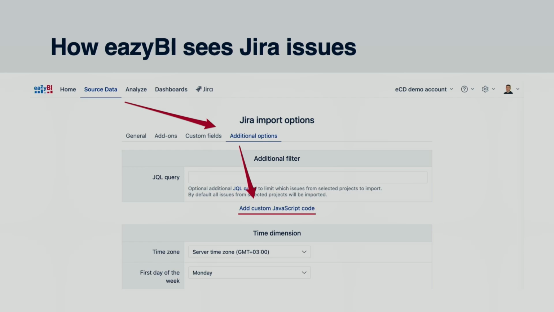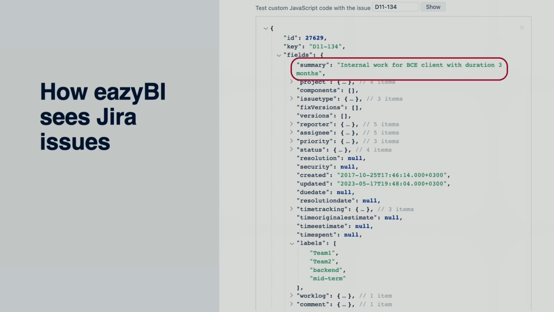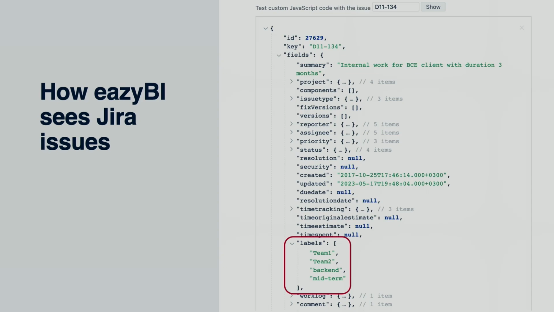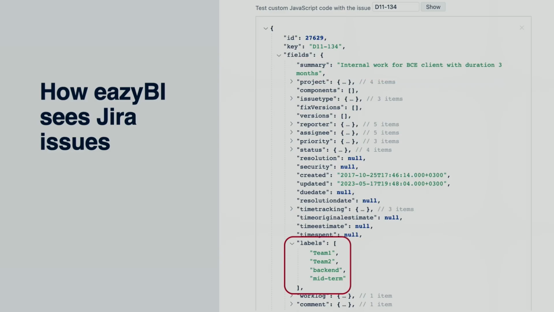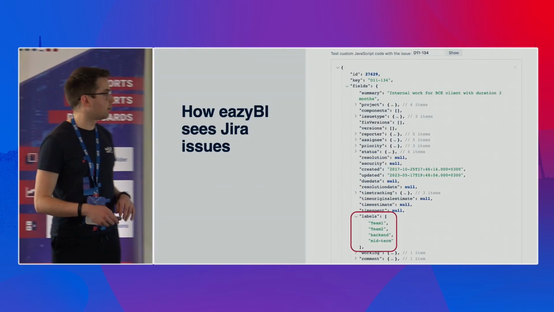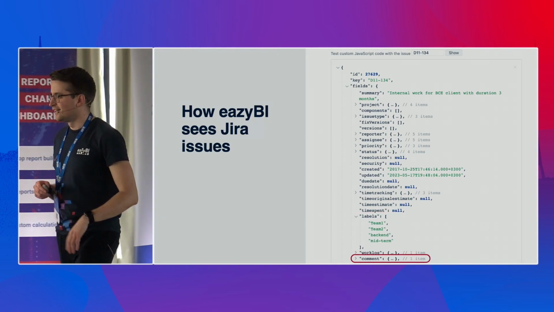But this place is a great one for testing, for seeing how eazyBI sees the issue and also testing your JavaScript code. So when you open this and you put in the issue key there and click the show button, you'll see the JSON file. All Jira issues are stored in this format, in the JSON file. And we can see that there's our summary here. The summary is, as you can see, saved in a text format, just a simple line of text. The labels are saved in an array of values, and the comment section is down there below as well.